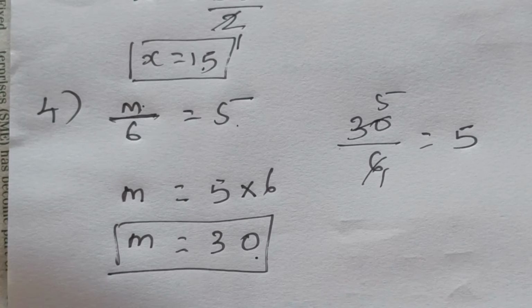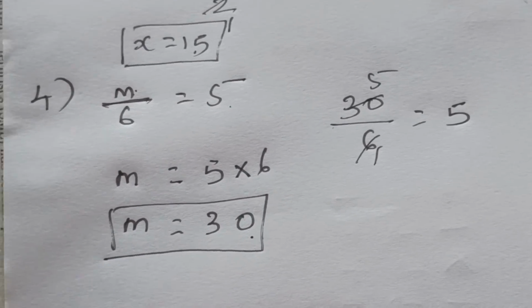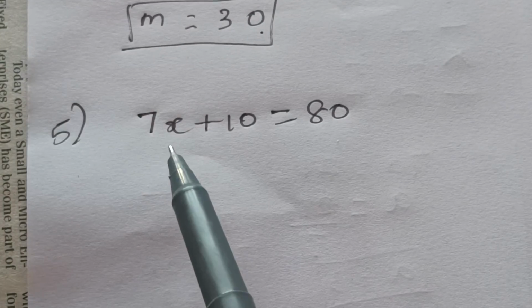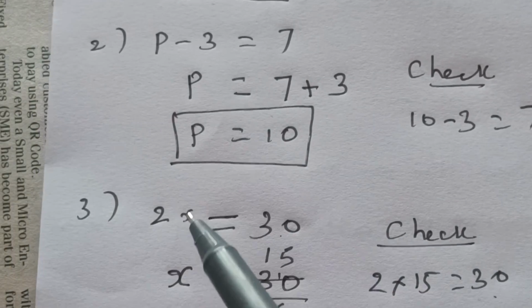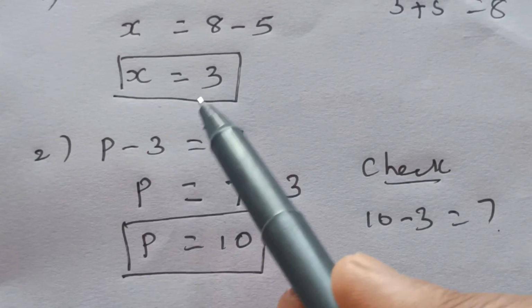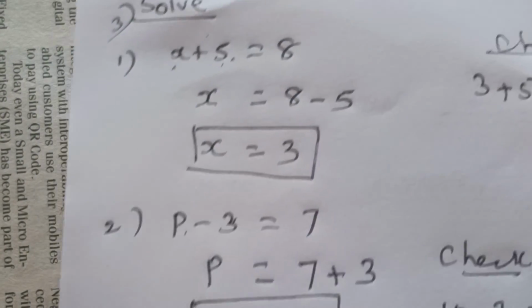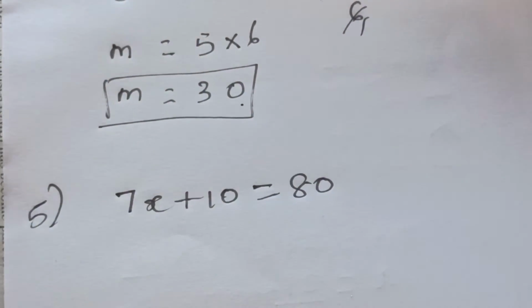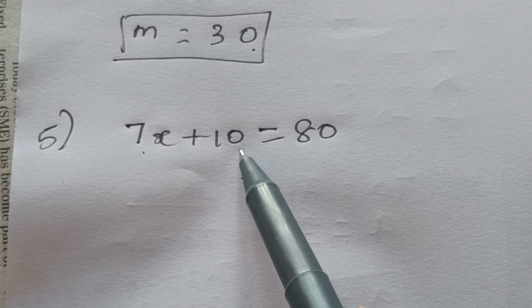Now question number 5. 7x plus 10 is equal to 80. We have one step extra here, children, because here we have two numbers. Look at the previous sums. One variable, one number on the left hand side. One variable, one number. Only one number we had on the left hand side. Now look at it. On the left hand side, we have two numbers, 7 and 10.